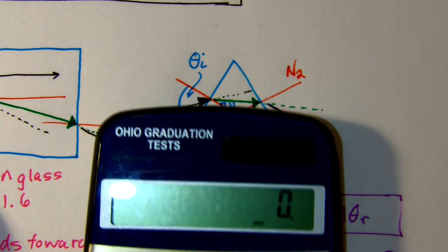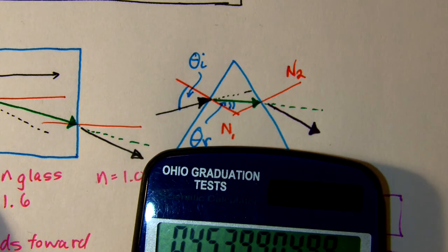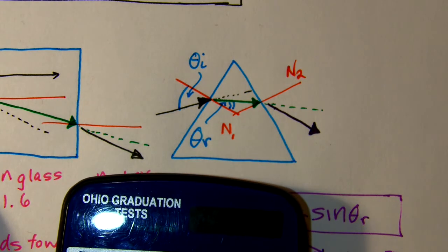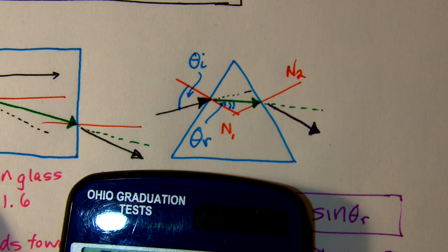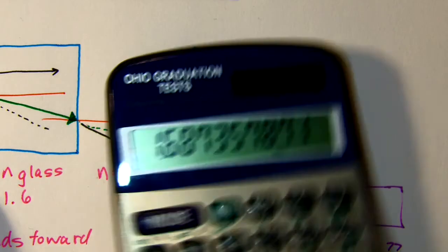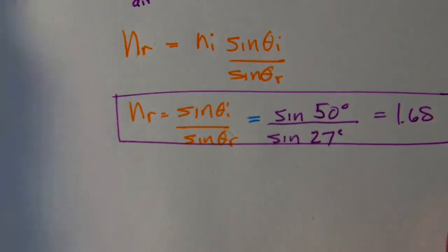So what do we have here? If I take the sine of 50 first, and then divide by the sine of 27, it equals 1.68. What a good guess. Sorry, you didn't see any of that. This is 1.68. Okay, so if we have that situation, make sure you got that in your notes. Would you say that's close to the 1.6?